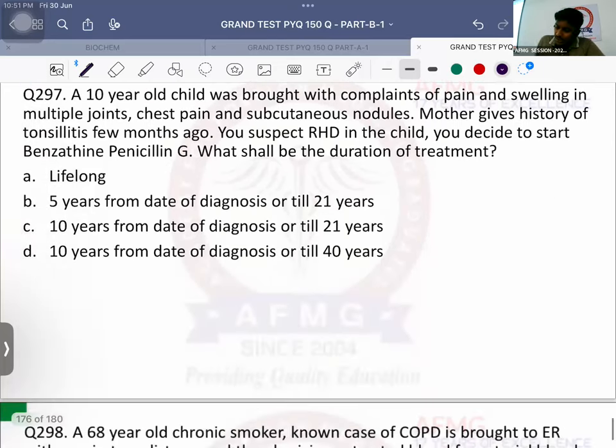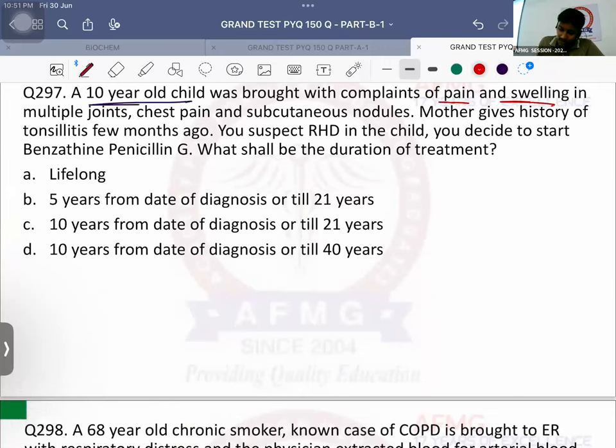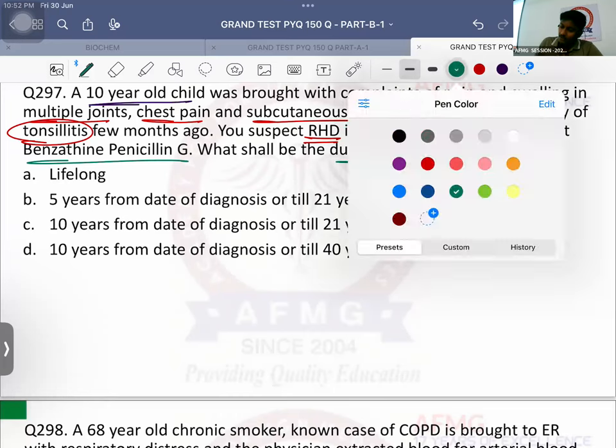A 10-year-old child was brought with complaints of pain and swelling in the multiple joints, along with chest pain and subcutaneous nodules. Mother gives history of tonsillitis few months ago. You suspect rheumatic heart disease in the child. You decide to start benzathine penicillin G, which is the drug of choice for RHD. What will be the duration of treatment?